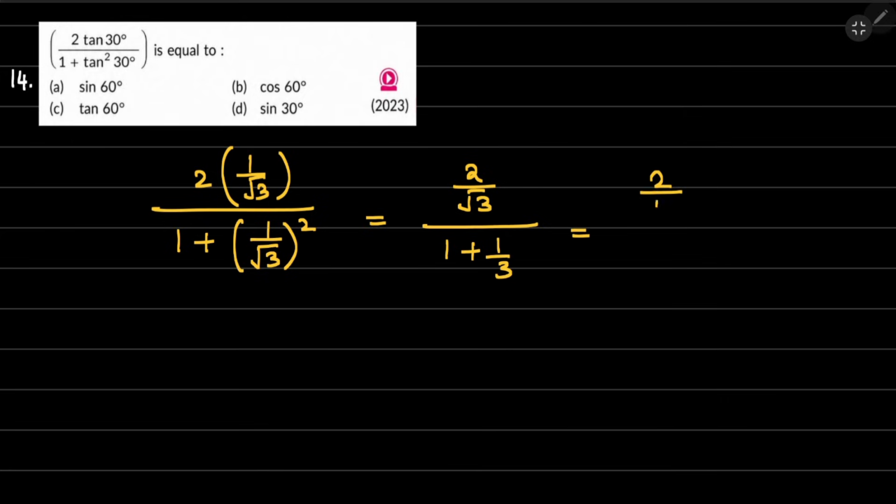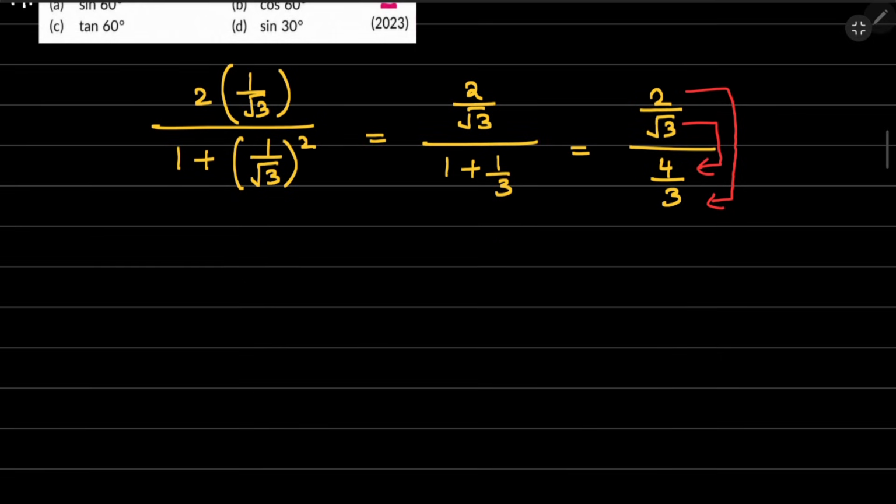So in the numerator you have 2 by root 3, divided by the denominator 3 plus 1, 4 by 3. As I told you, this is how to multiply and solve if you have fractions in both numerator and denominator. So 2 into 3 is 6 divided by 4 root 3. Right? So here you can cancel out. 2 2s are 4, 2 3s are 6.